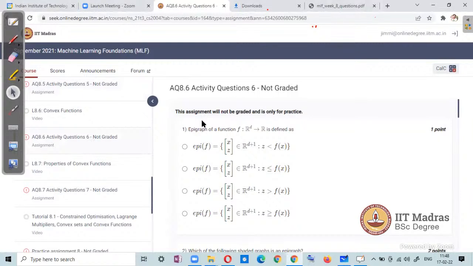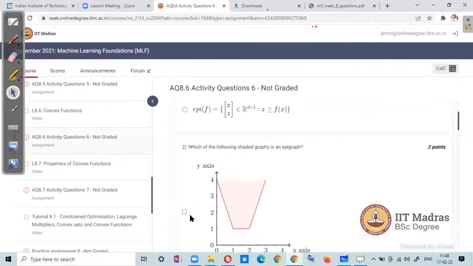Yeah, so the assignment will be okay. This question is talking about the epigraph of a function f from R to R. What is its exact definition? Which one is the correct one? Fourth, D. Yeah. Okay, so let's move to the second question.